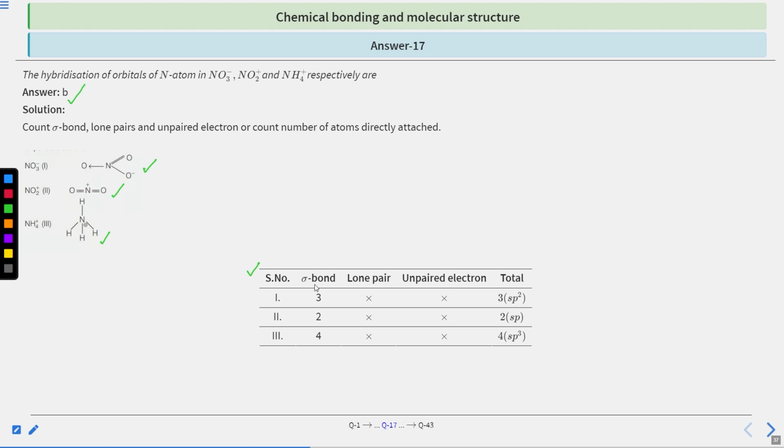So for sigma bond number 3, which is in NO3 negative, the hybridization will be sp2. In the NO2 positive molecule, the sigma bond will be 2, and the hybridization will be sp. And the sigma bond is 4 in NH4 positive, and we have the hybridization sp3. So option B is the correct option.